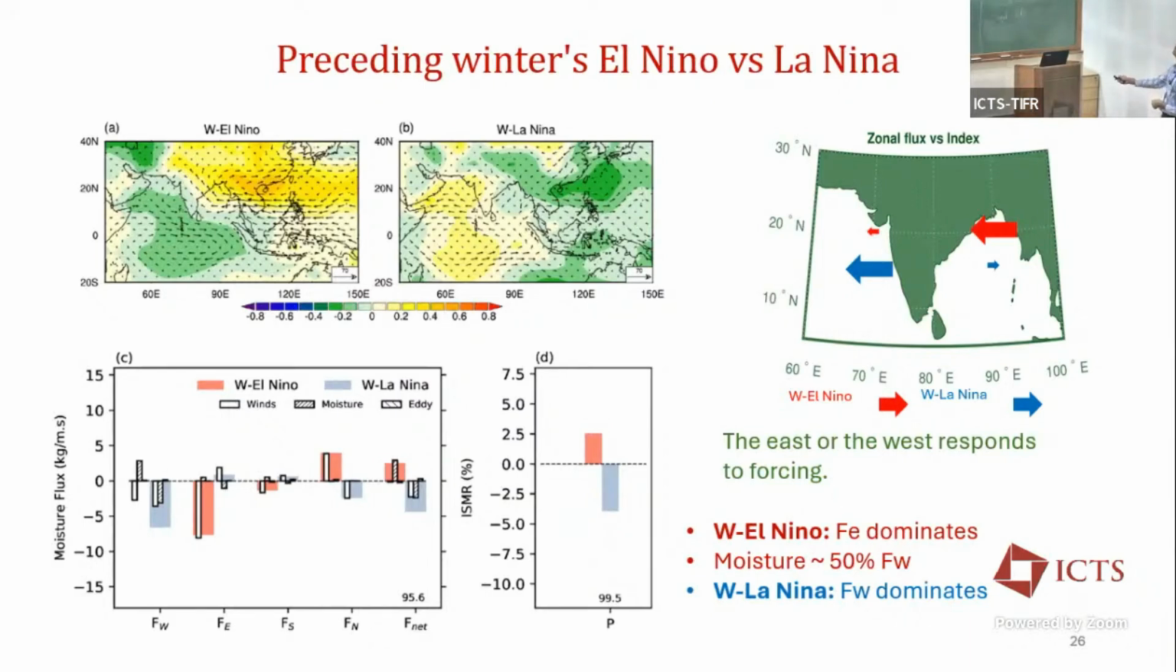I'll just go to this particular figure, where all the details are summarized. The previous winter's La Nina, which had a weaker rainfall, was because of the decrease in the incoming flux here, and the previous winter's El Nino, which had an increased rainfall, was because of the decrease of outgoing flux here. This suggests that if we come from a La Nina in the previous winter, the western side is more active. And if we come from an El Nino in the previous winter, the eastern side is more active. And the eastern side being more active possibly suggests that it will be more connected to the current summer's ENSO condition.